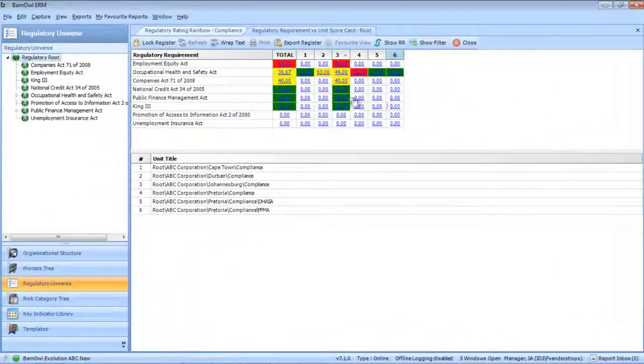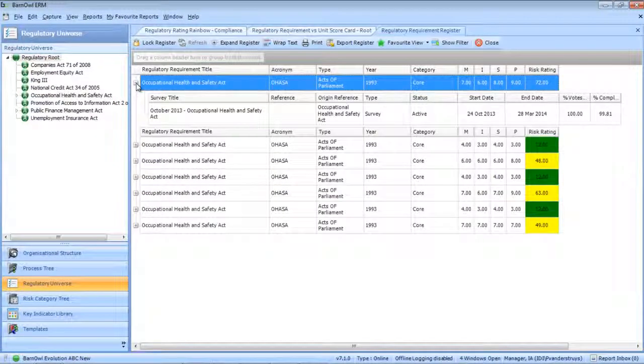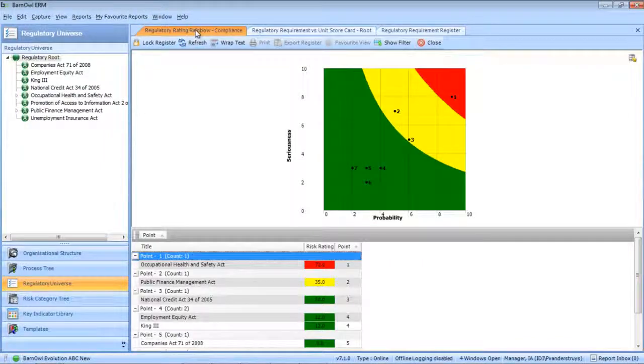Various compliance reports and views are available as standard in the system, allowing for monitoring and analysis of all compliance information, including graphical representation of your compliance risk profile across your organization.